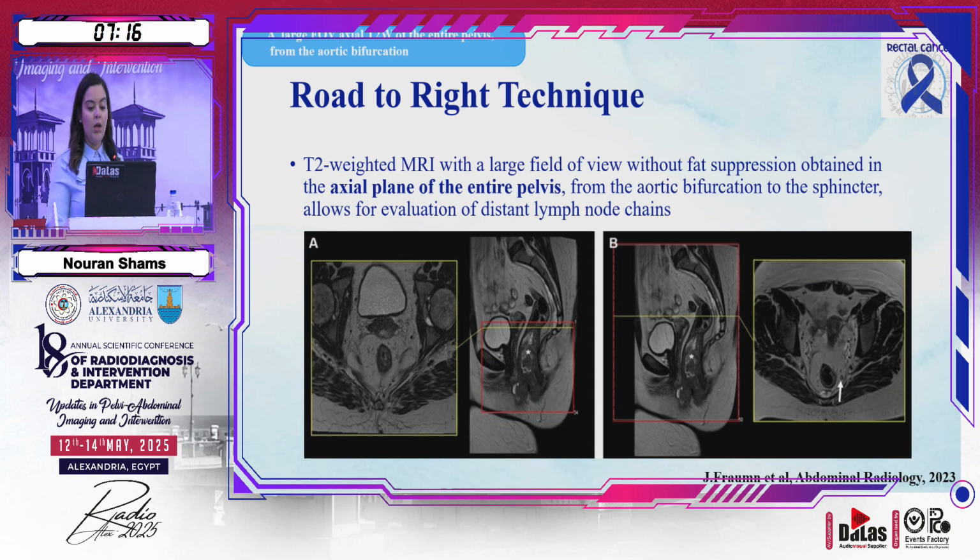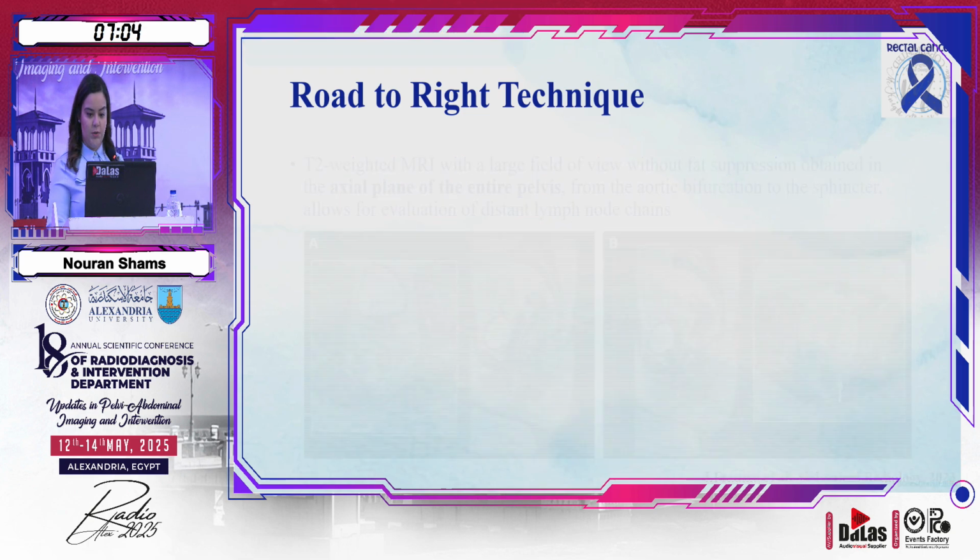Next, we acquire a wide field of view T2 MRI along the length of the pelvis from the aortic bifurcation to the sphincters. This allows evaluation of the lymph node stations.